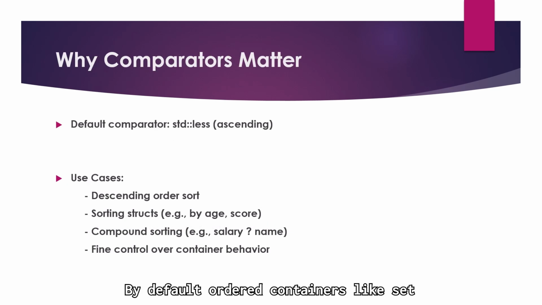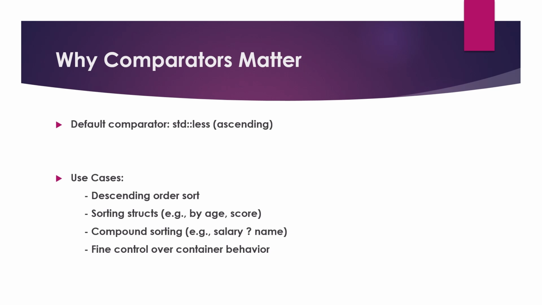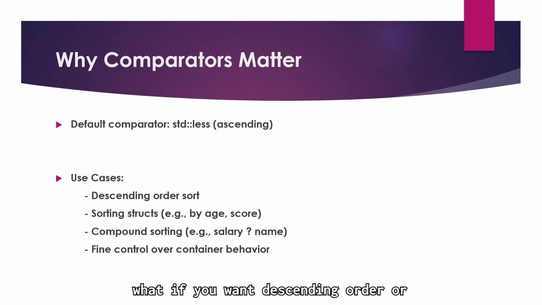By default, ordered containers like set and map use std::less, which sorts elements in ascending order. But what if you want descending order, or need to sort a complex object like a student by marks and then name, or organize employees by salary? These cases can't be handled with default behavior. That's when you define a custom comparator, giving you precise control over how elements are compared and stored. This is especially important in real-time systems, dashboards, and algorithm challenges.